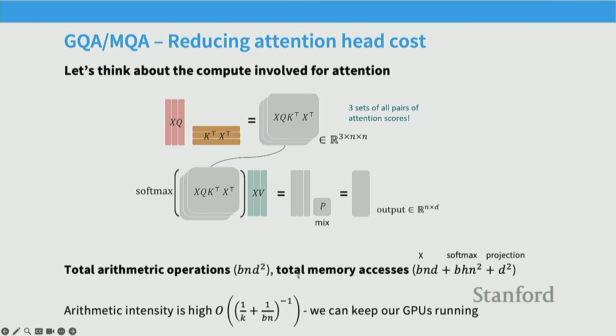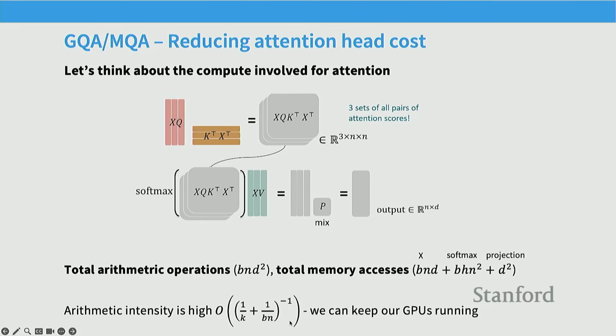And you can ask about the total memory accesses, and this is going to be B times N times D. For example, accessing just this matrix here, this XQ, is going to be that size. And then the softmax is going to be B times H times N squared. You can convince yourself of that by thinking about the size of the softmax matrix, which is batch times number of heads times all of the different softmax activations that you have. So that's N squared of them. And then you've got D squared projection operations at the very end over here.